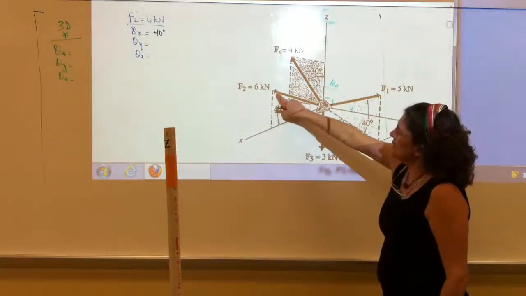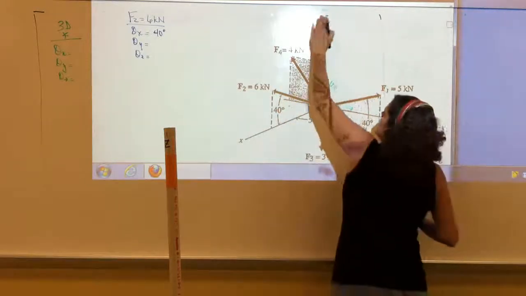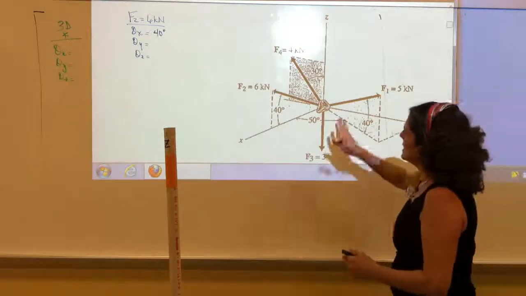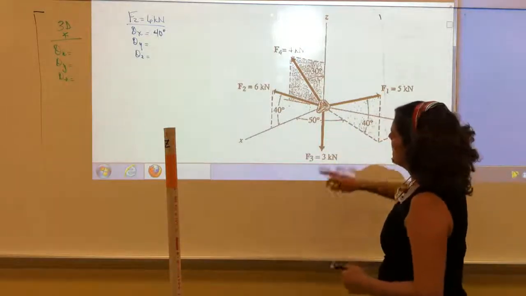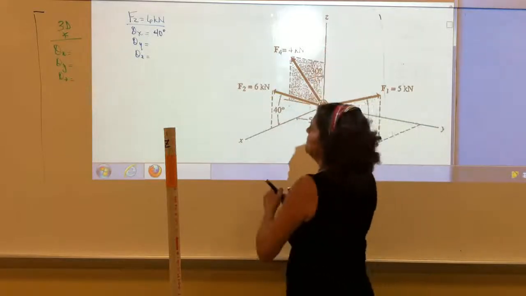Can you tell that F2 lies on the xz plane? It lies on the xz plane. So that means this angle right here, from the force to the z, would be 50 degrees.